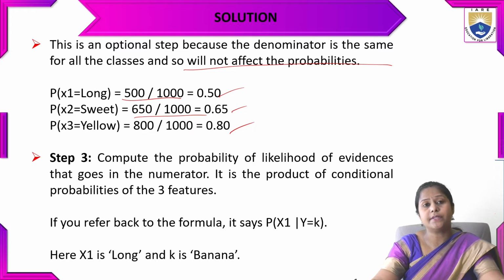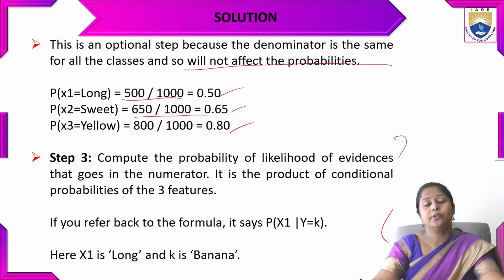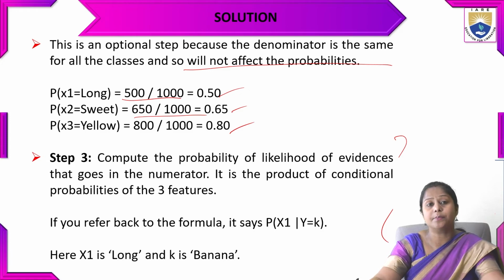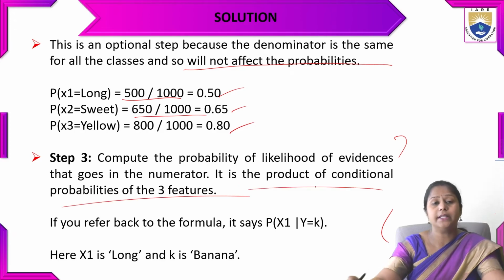So the next step, the third step, is to compute the probability of likelihood of evidences. Now we have to calculate the likelihood, that is P(x|C). That goes into the numerator. In the numerator, we have to multiply by the other values. It is the product of the conditional probability of the three features.